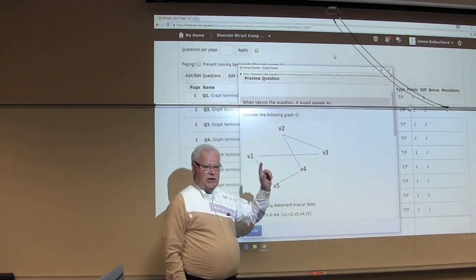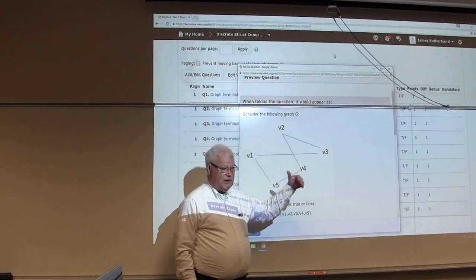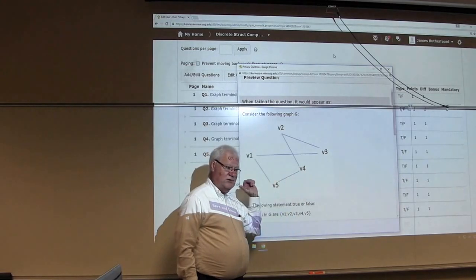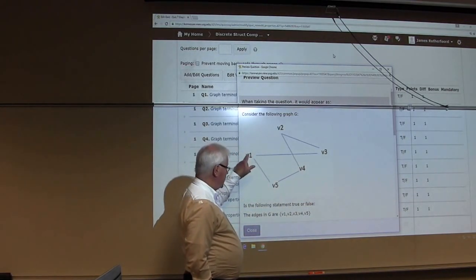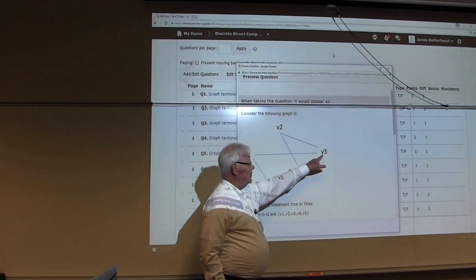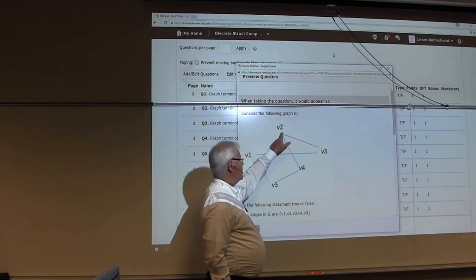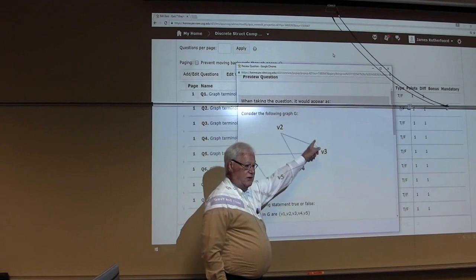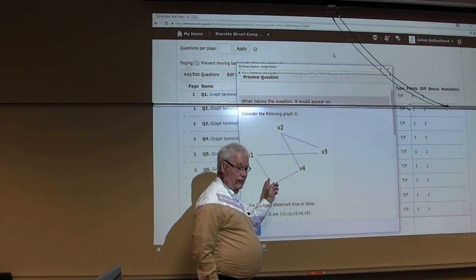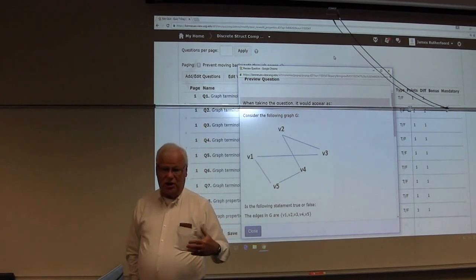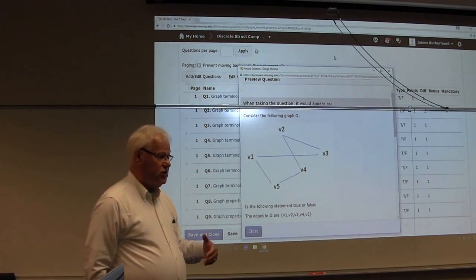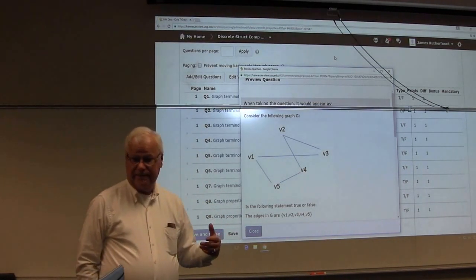What are the edges? The edges are the lines. Think of the edge of anything. It's a line, isn't it? So the edges would be V1 comma V3, or V3 comma V2, or V2 comma V3. This is a non-directed graph, isn't it? There are no arrows, right? So the edges are the lines. The vertices are the points.